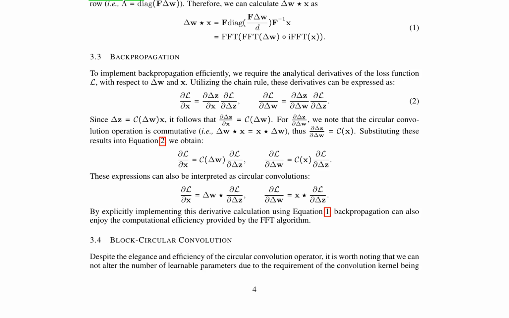The authors also explore the block circular convolution, a variant of the circular convolution that allows for more flexibility in the number of learnable parameters. However, this flexibility comes at the cost of no longer being able to alter the number of learnable parameters due to the requirement of the convolution kernel being circulant. This trade-off is a key consideration in the design of the C3A model.